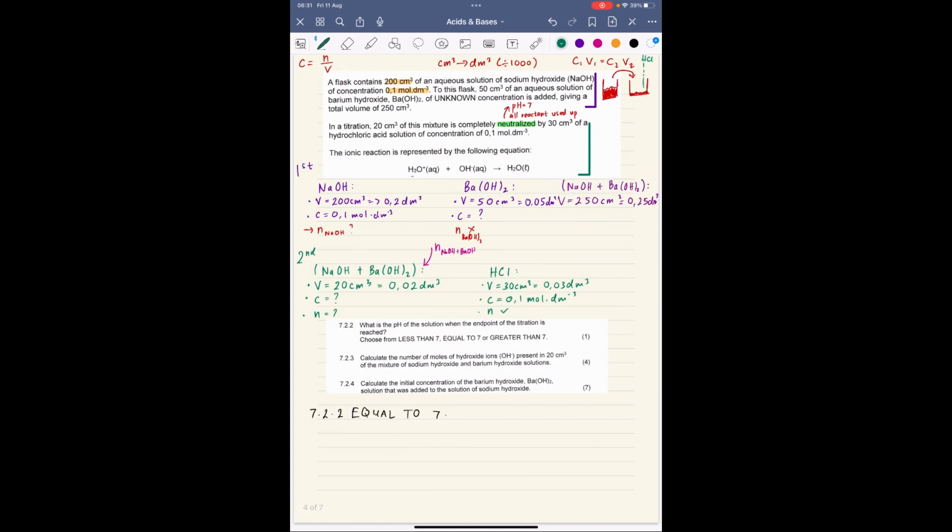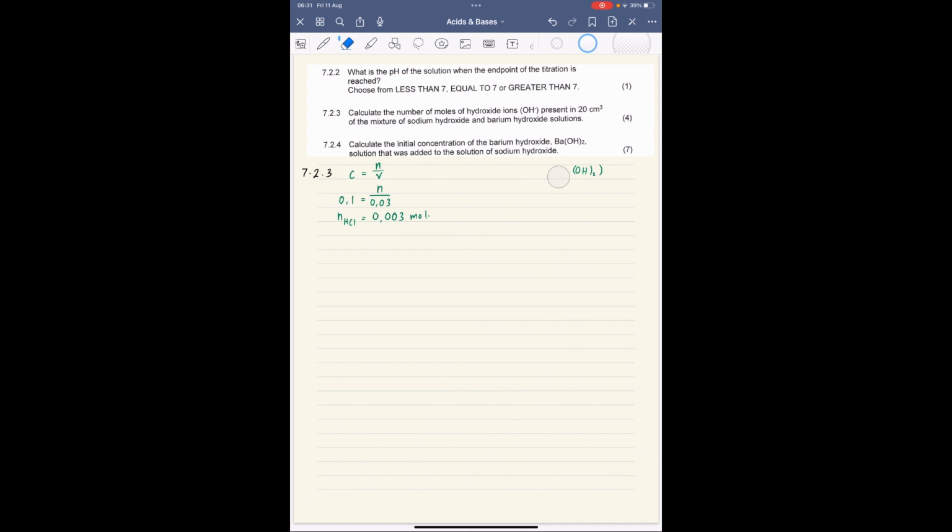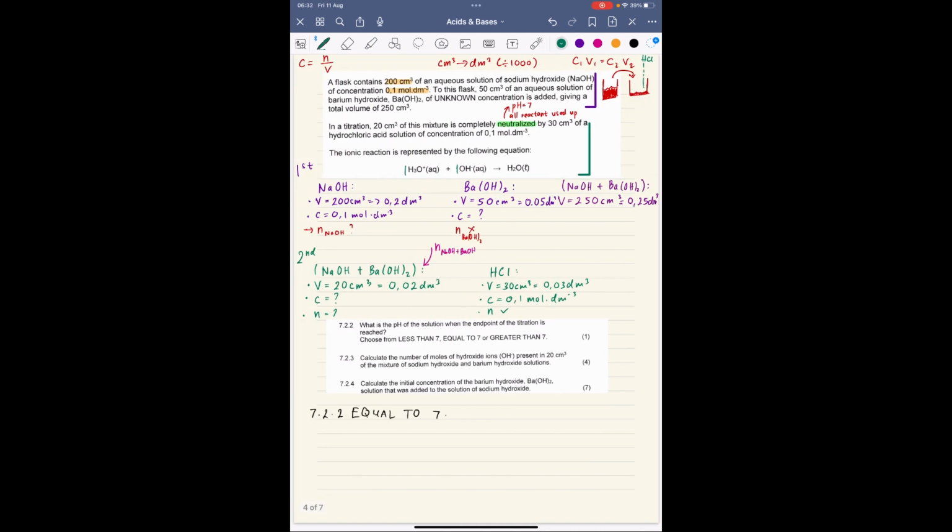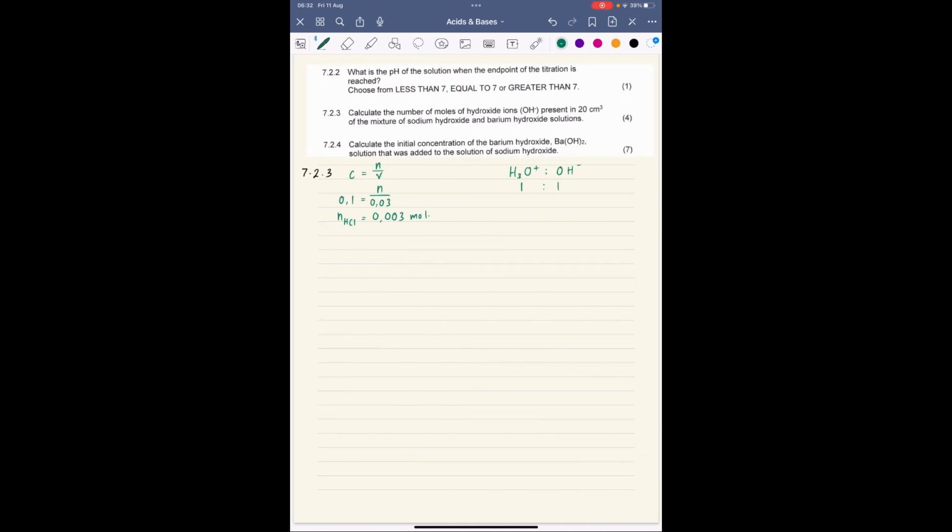But this ionic equation here tells us the ratio is 1 to 1. So we're going to be using this ionic reaction. Let's not use this because you're going to get more confused. So we want to know what is the ratio between H3O and OH minus. We know that our mixture of barium hydroxide and NaOH is our source of OH, and HCl is our source of H3O. So when we do it like this, we can see it's a 1-to-1 ratio using this ionic reaction over here of what's happening. And so we can see it's going to be the same.